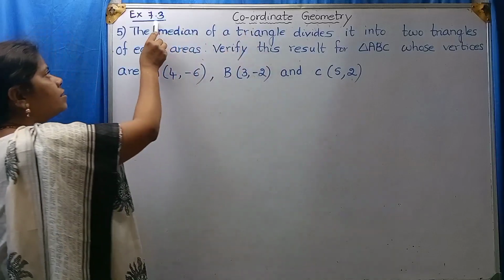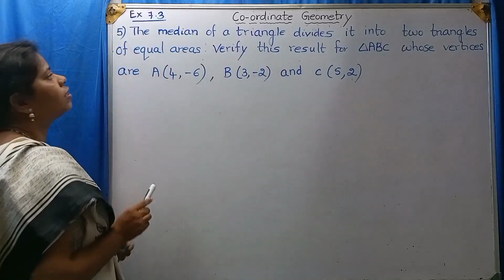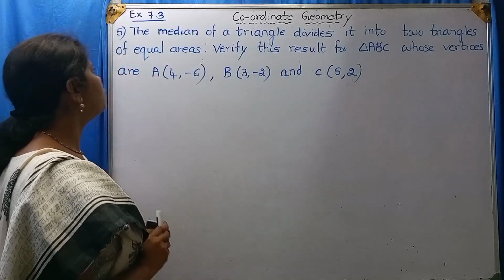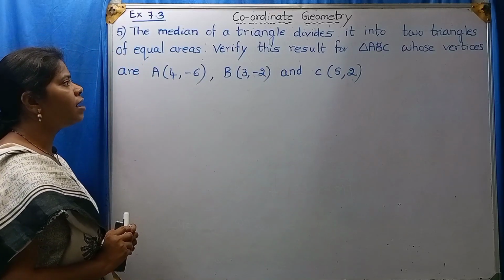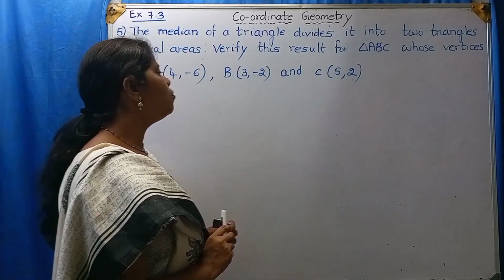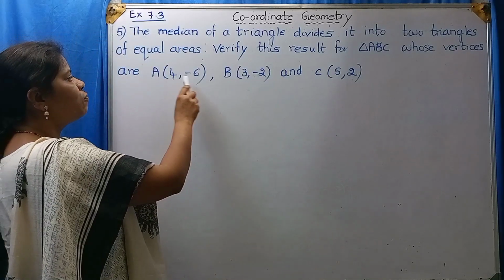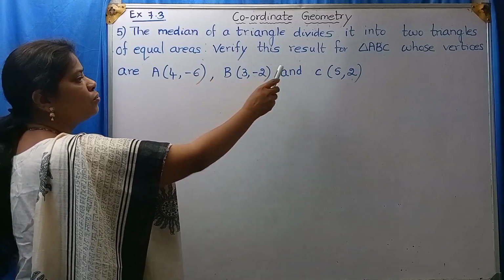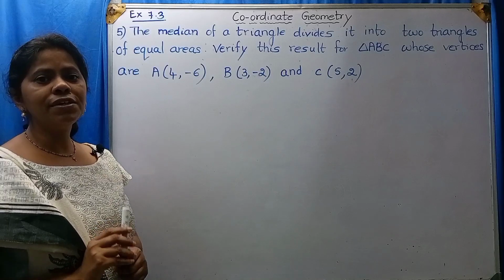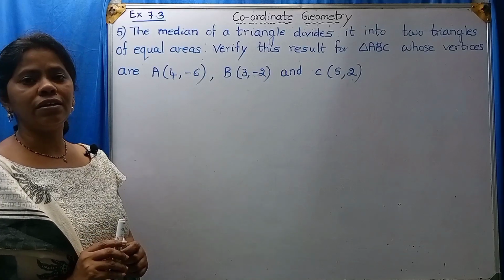Coordinate geometry, exercise 7.3, fifth question. The median of a triangle divides it into two triangles of equal areas. Verify this result for triangle ABC whose vertices are A (4, -6), B (3, -2) and C (5, 2). Before solving this problem, first let me tell the meaning of median.